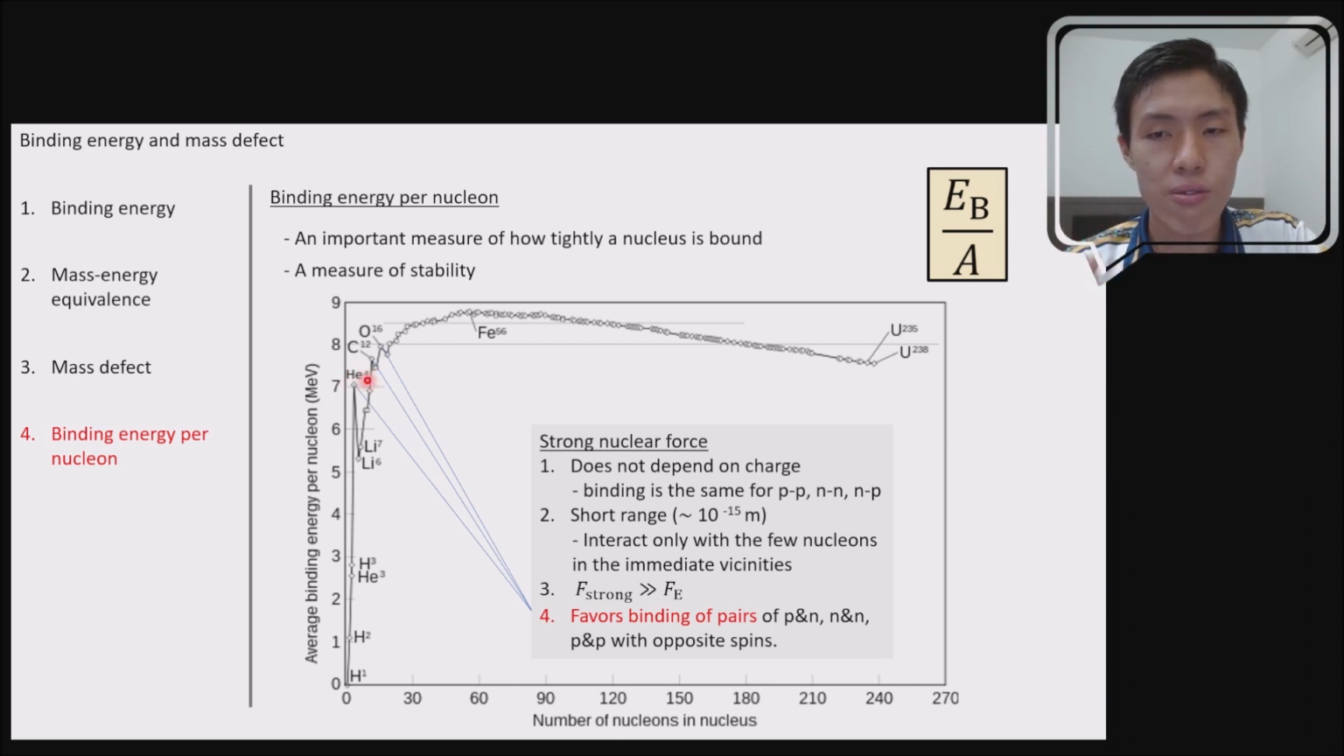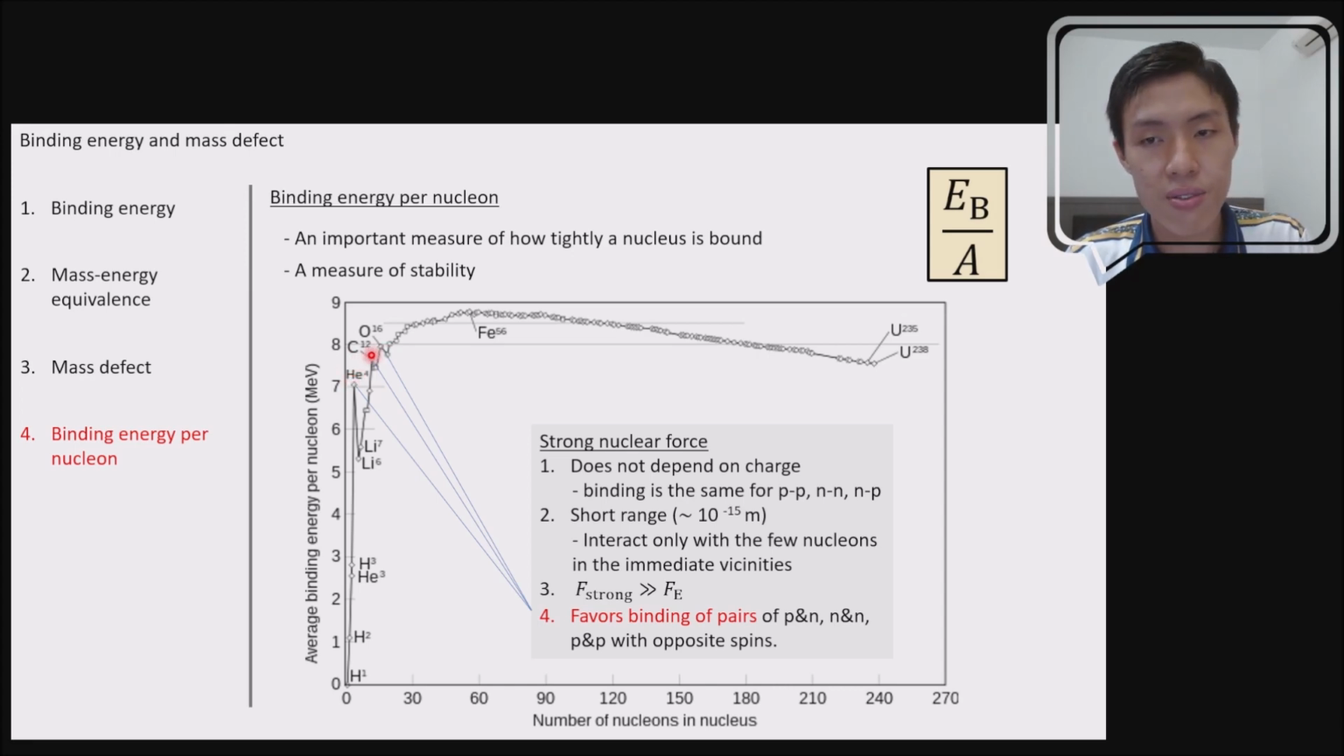So right now, if you are talking about helium-4, there's 2 protons, 2 neutrons. So the 2 protons will be opposite in spin, the 2 neutrons will be opposite in spin. So because they are pairs of opposite spin, strong nuclear force will favor the binding of them together. So that's why the binding force will be very strong, the strong nuclear force will be very strong. So it causes this spike in the average binding energy per nucleon for helium-4 over here.